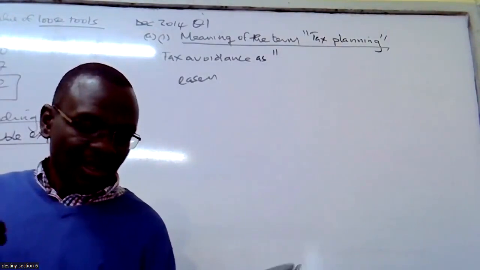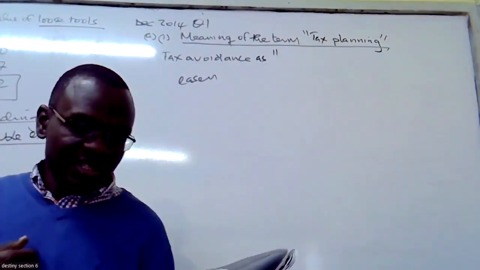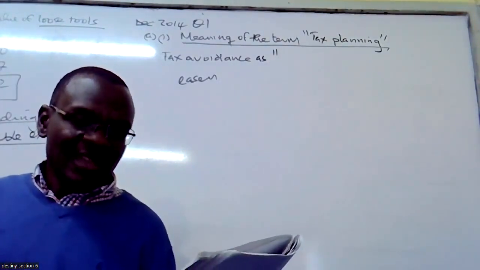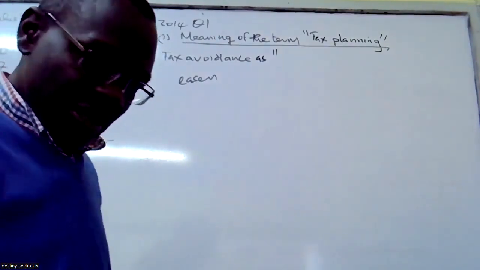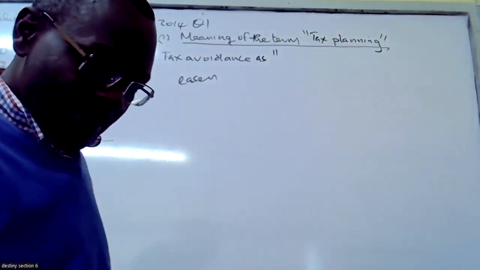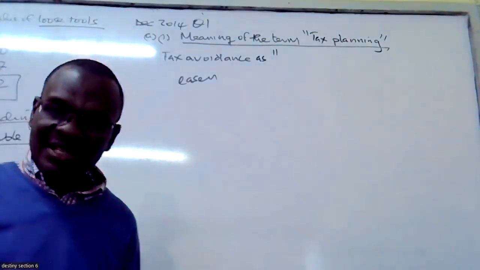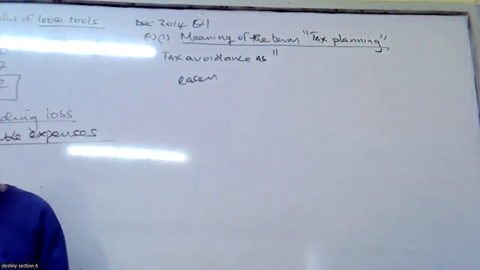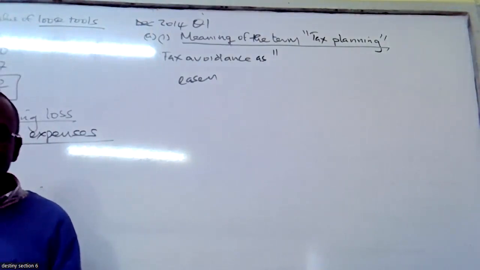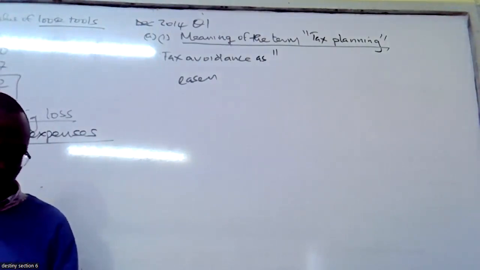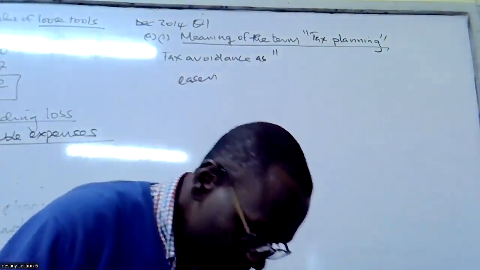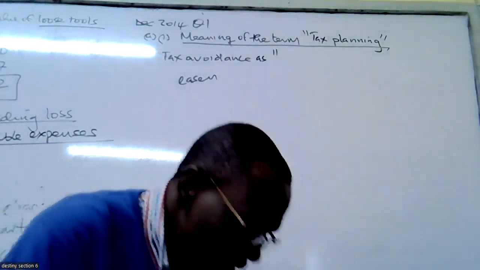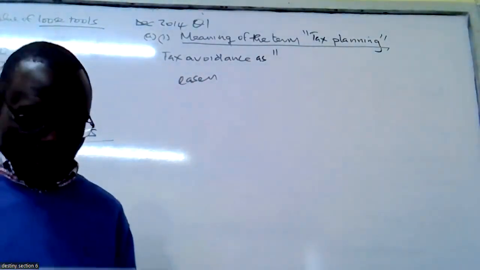Another reason for engaging in tax planning is to defer the impact of direct and indirect taxes, which you've already explained. So that is December 2014, the A part.